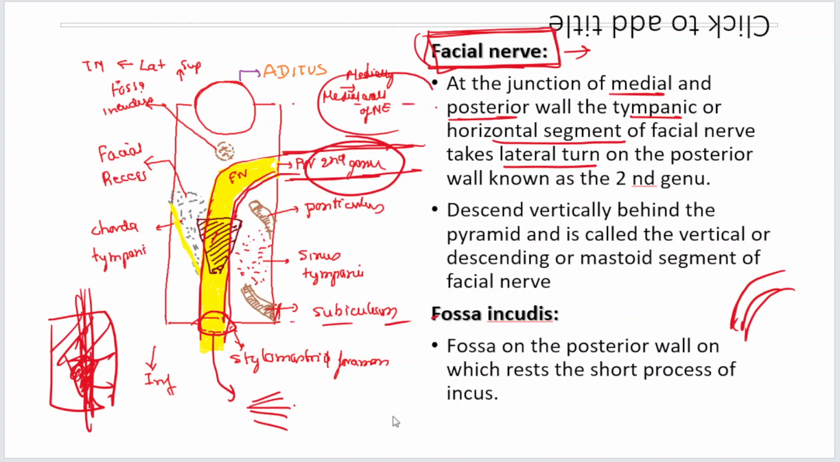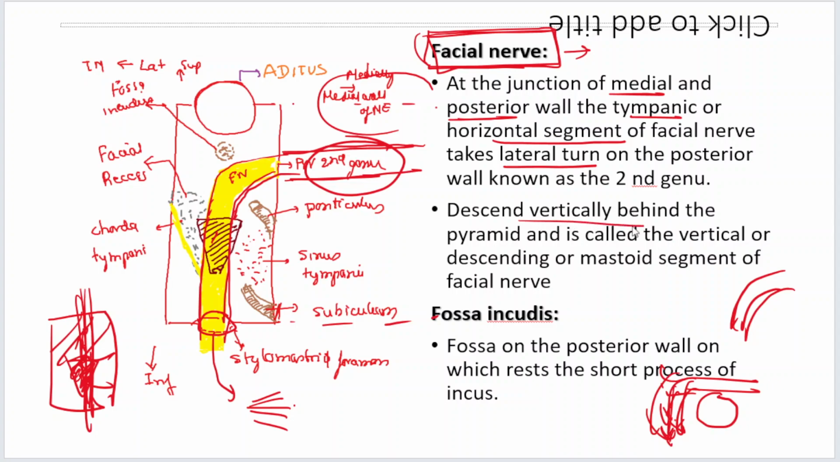I have some good diagrams now. We will try to go through this well. If you are looking at the medial wall of the middle ear, where this is the promontory and this is the facial nerve, you have to understand it is coming towards you laterally, from medial to lateral direction. It passes through the posterior wall of the middle ear to come out to the stylomastoid foramen.